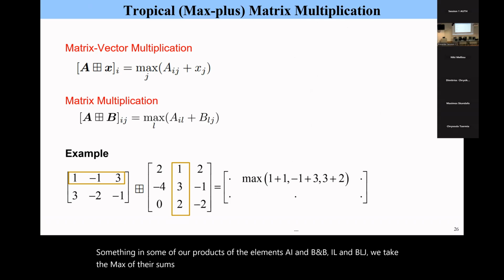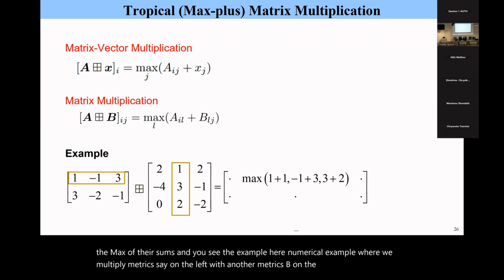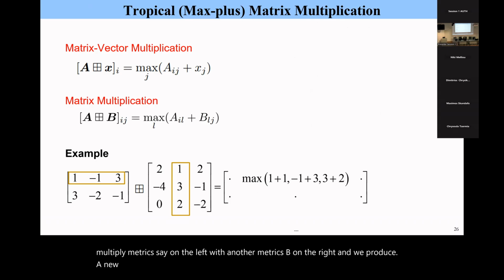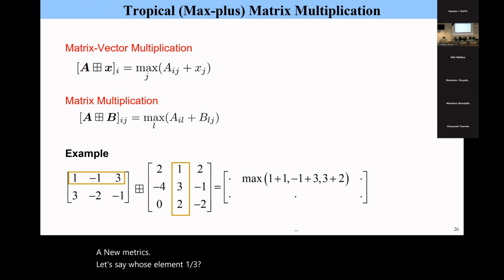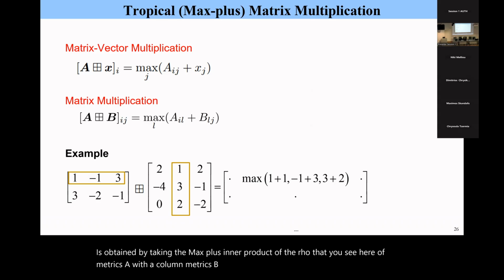And you see an example here, a numerical example, where we multiply matrix A on the left with another matrix B on the right, and we produce a new matrix whose element 1, 3 is obtained by taking the max-plus inner product of the row that you see here of matrix A with a column of matrix B, and instead of multiplying these two vectors in the traditional way, sum of products, we do a max-plus.